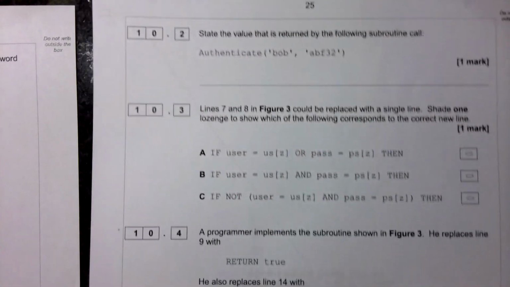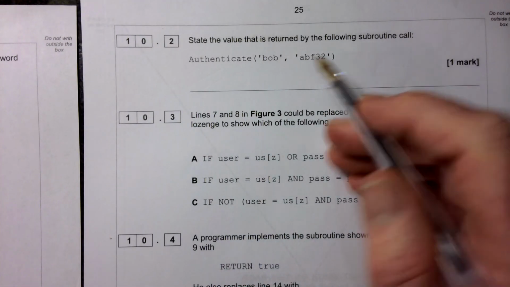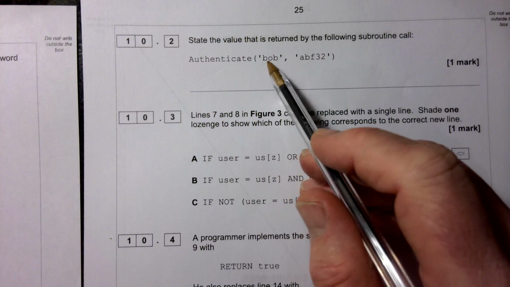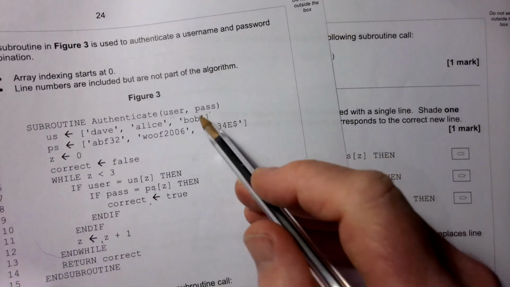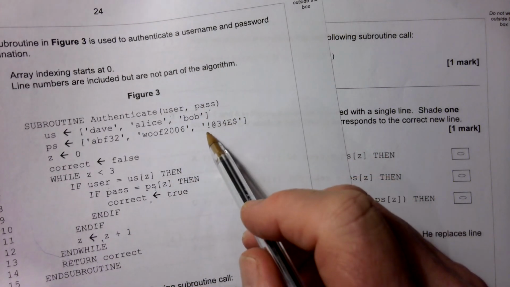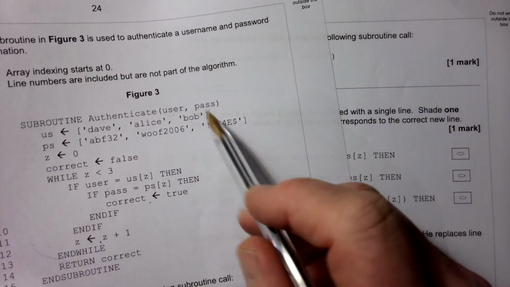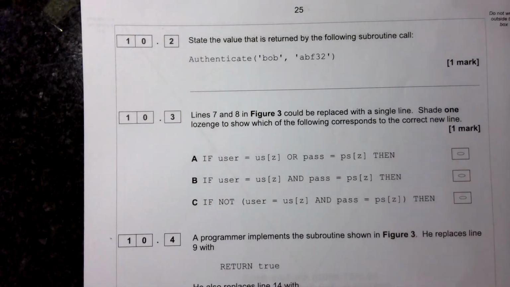Okay, we're going to need this algorithm. Okay, state the value that is returned by the following subroutine call. Authenticate Bob ABF32. Well, if we look, Bob, he's next to exclamation marks. So we know that those two things don't go together, so it must send back false.